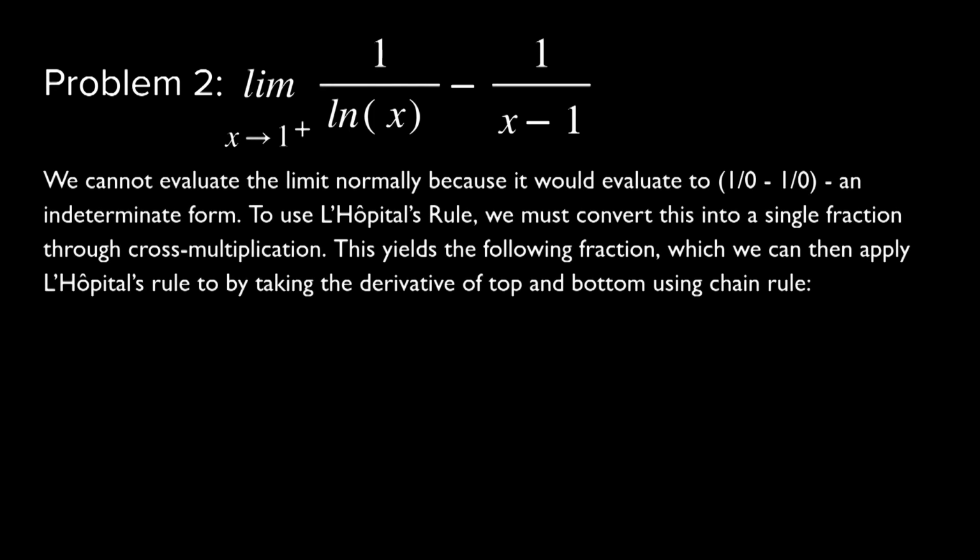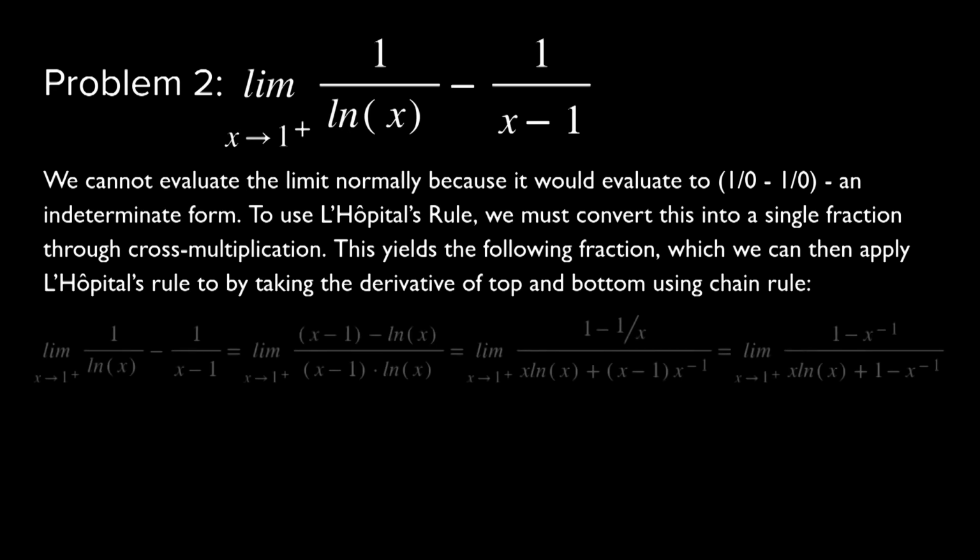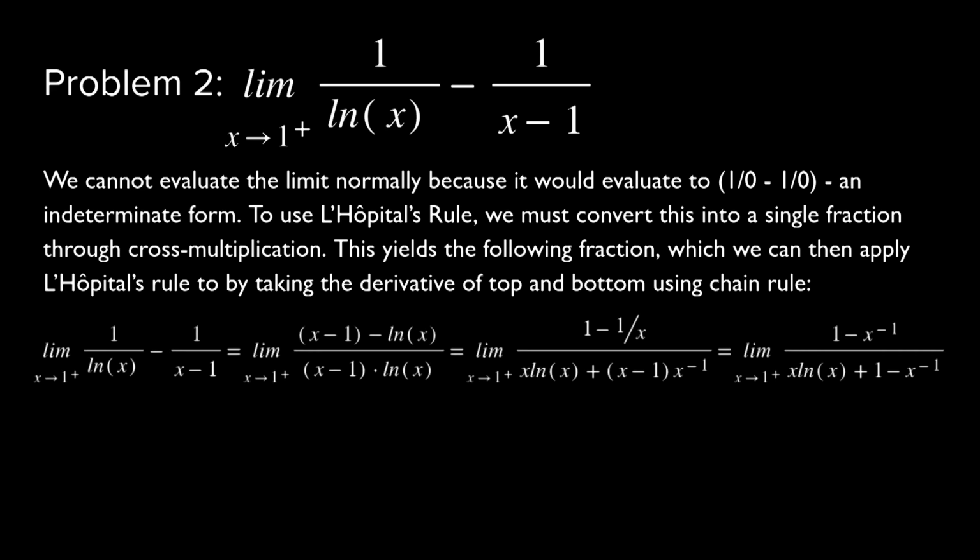So again, we can't evaluate the limit normally. It's an indeterminate form, 1 over 0 minus 1 over 0, or infinity minus infinity. So to use L'Hôpital's rule, we have to convert this into a single fraction, f of x over g of x, or otherwise the rule doesn't apply. And so we cross-multiply the two fractions to get a single fraction, and we get x minus 1 minus ln of x all over x minus 1 times ln of x.